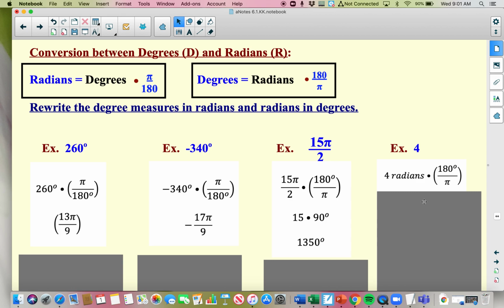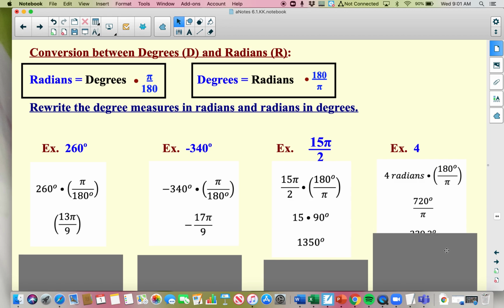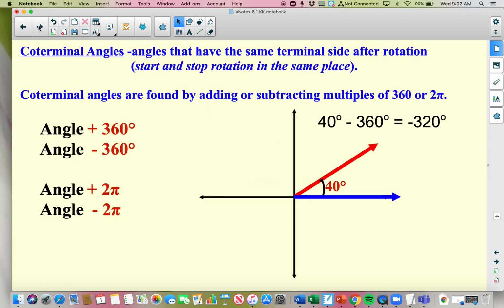Now this one, you could just leave it as 4 times 180 is 720 over pi. You could just leave that because really, that's the exact answer. And just to make more sense of that, of course, if you type that into your calculator, it's about 229.2 degrees. So that should be pretty painless, I think.